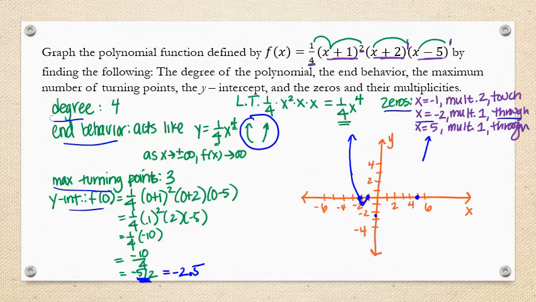So you just kind of sketch it. It might go all the way down here, but I'm just going to have it go down there. Back up to -1. At -1, I touch. So I'm just going to touch it. That means it has to go back down. It's not going to go through. It has to just go back down.